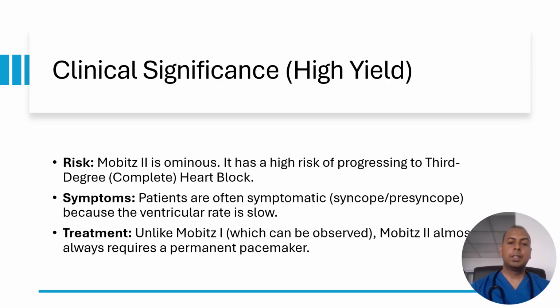All right, the clinical significance of a Mobitz type 2 AV block. This is very risky. It can progress to a third degree heart block. Patients are usually symptomatic. Patients could fall because of syncope, presyncope, because their brains are not receiving adequate blood flow. Treatment, usually a Mobitz type 2 would always require a permanent pacemaker because of its progression to a complete AV block. The heart rate needs to be maintained above 60.